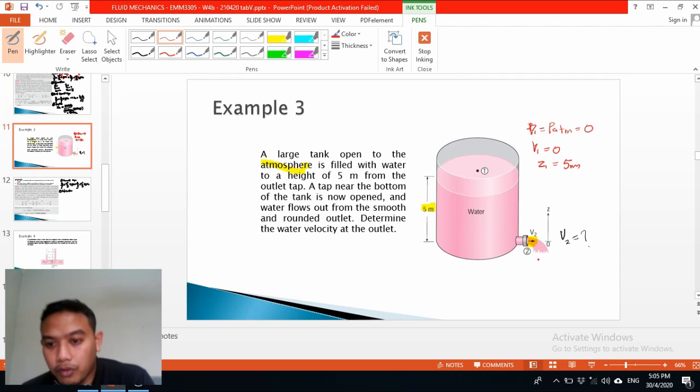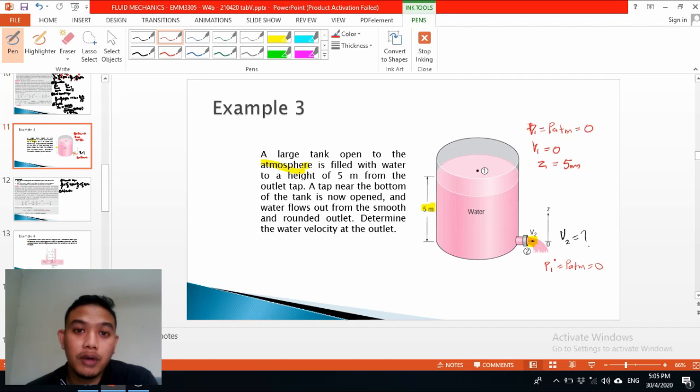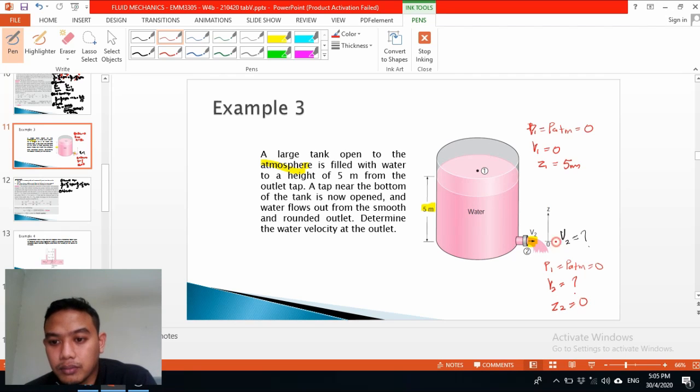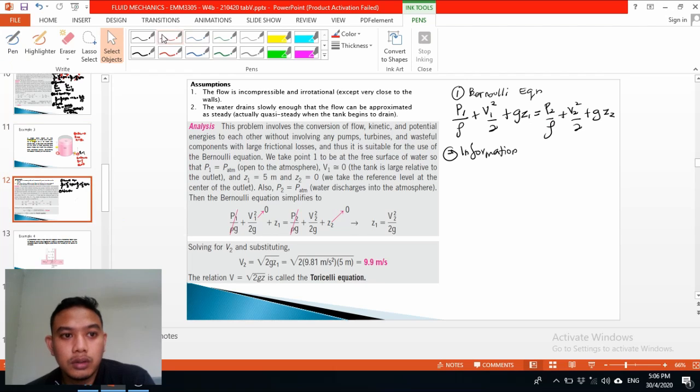For point number 2, our P2 is equal to P ATM also, and equal to 0 because the valve is open, so the pressure here is similar to the atmospheric pressure. And V2 is what we need to find, the water flow velocity, and Z2 is equal to 0 because this is the datum of this tank.